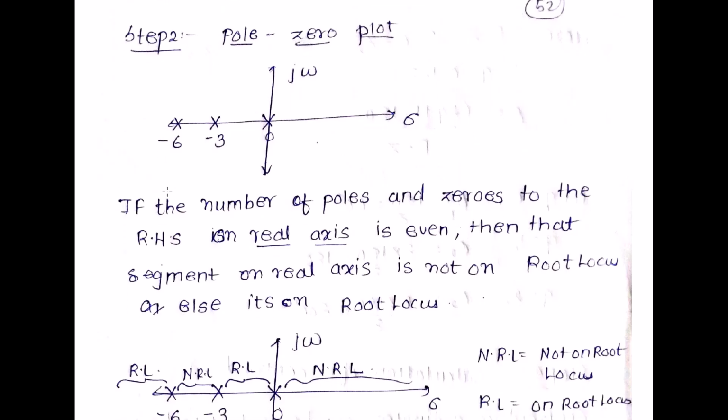Now, if the number of poles and zeros to the right-hand side on the real axis is even, then that segment is not on the root locus, else it is on the root locus. So what does it say? First draw the pole-zero plot, and mark all the poles and zeros. If I consider one pole at a time, the number of poles and zeros to the right-hand side of that particular point, if it is odd, then it is on the root locus, otherwise it is not on the root locus.